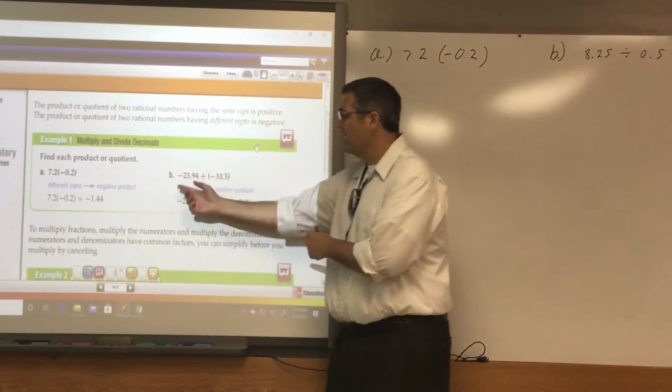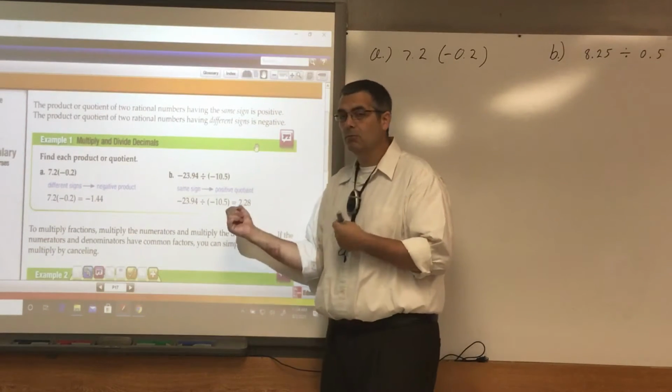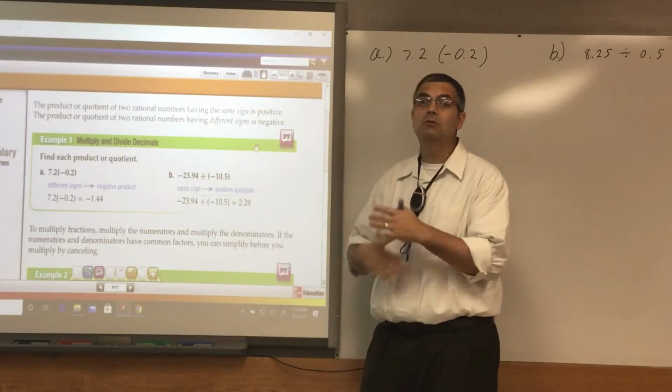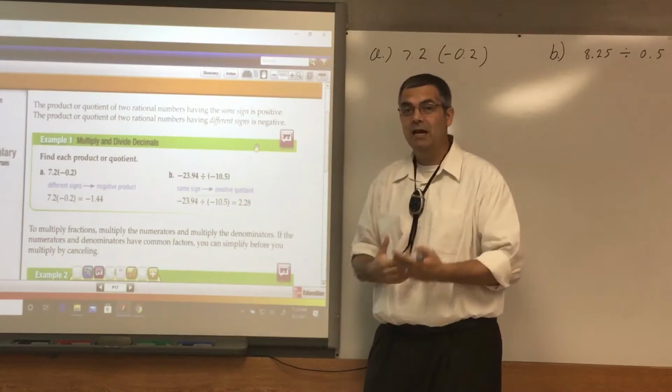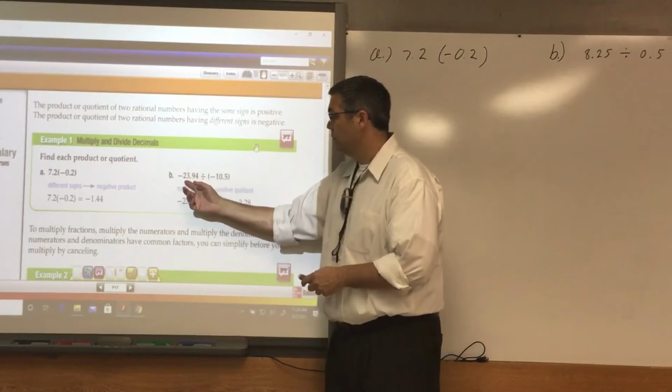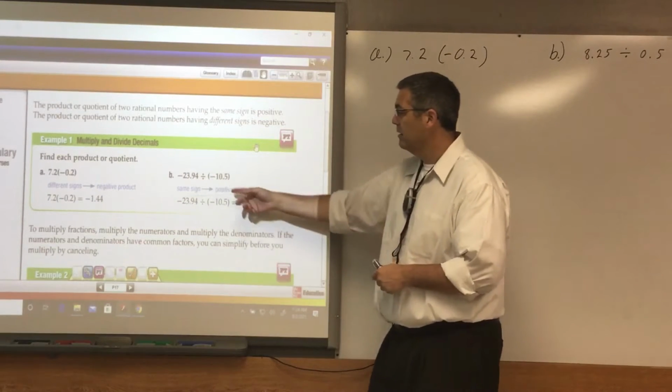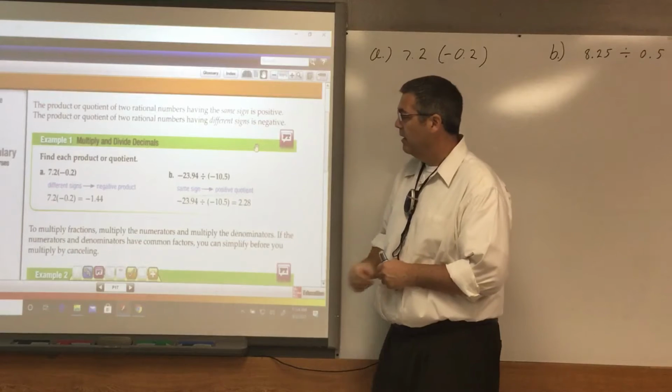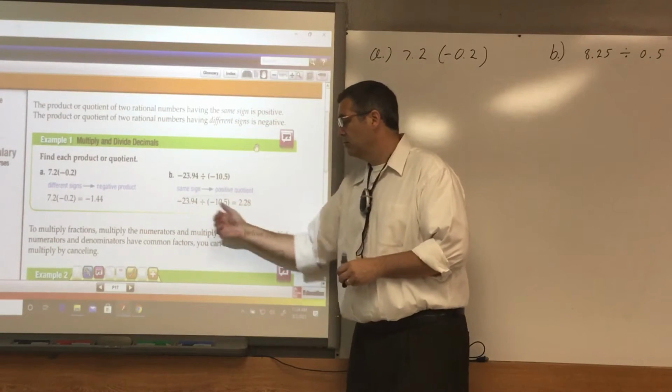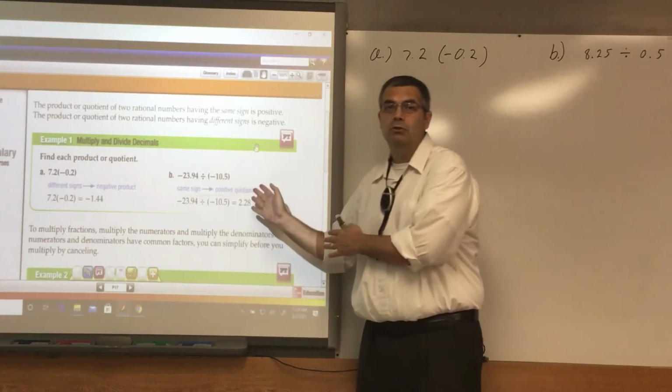And then over here they have a more complicated division problem. I'm going to give you a little bit easier one so that you get to see that algorithm a little bit better. But if I get this problem, I'm plugging it in the calculator. Negative 23.94 divided by negative 10.5. A negative divided by a negative gets you a positive. That's what they're showing here.